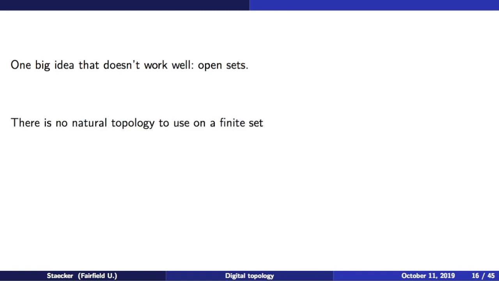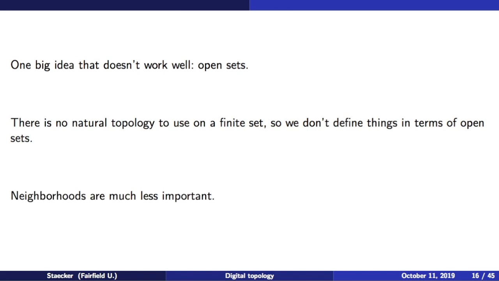Okay, here's one big idea that doesn't work very well: open sets. I said before that we don't actually use real topology. So there are some people who say, oh, digital topology is not even topology. And that's kind of true because we don't use open sets or any of that kind of stuff. There's no natural topology to use on a finite set, so we're not going to define things in terms of open sets. People do talk about neighborhoods sometimes, but they're much less important than they are in traditional classical topology.